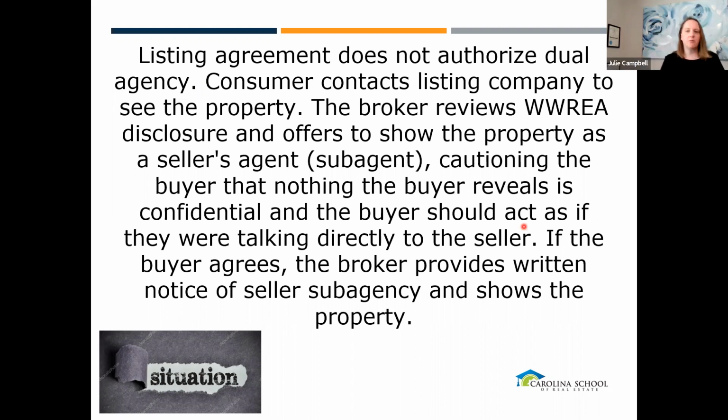The broker does their working with real estate agent disclosure and offers to show the property as a seller subagent, cautioning the buyer that what the buyer reveals is not confidential. Buyer should act as if they were talking directly to the seller. If the buyer agrees, the broker provides written notice of seller subagency and shows the property. What, if anything, did the agent do wrong in this situation?